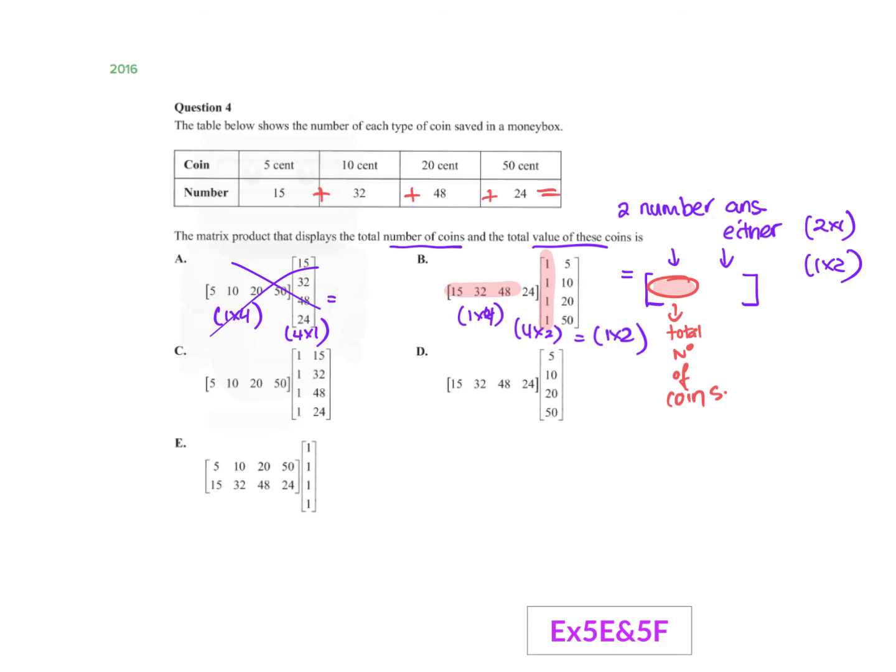Now, if I went and did this next cell, this is row 1, column 2, so I'd be going this by this. So that means I'd be timesing 15 by 5 plus 32 times 10 and so on. Well, if you look at it, that makes sense. I have 15 5-cent coins. So that's how much I would times to get the value, wouldn't I? Yeah? So this one is actually looking good. So I would go with this as my answer.